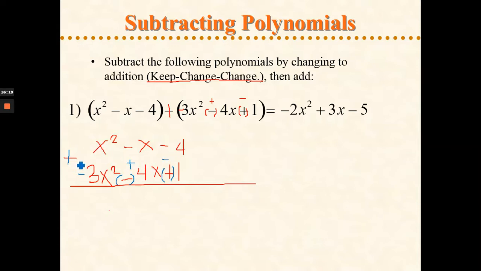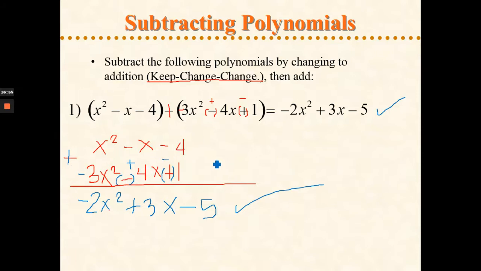So following the rules in adding integers, 1 plus negative 3, that is negative 2x squared. Negative 1 plus positive 4, that is positive 3x. And then negative 4 plus negative 1, that is negative 5. So that is subtracting polynomials. It's up to you if you're going to subtract it horizontally or vertically. So that is all about adding and subtracting polynomials.